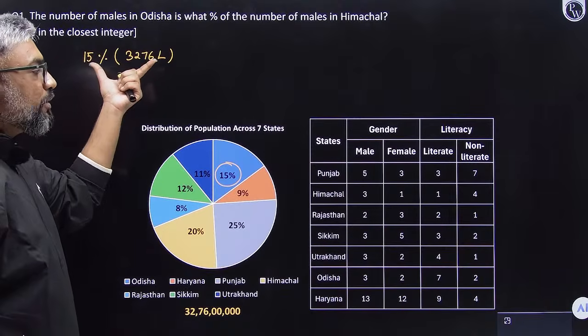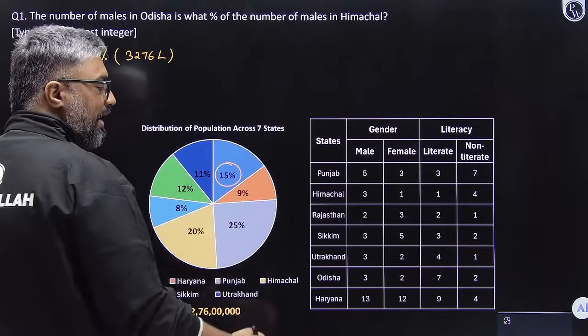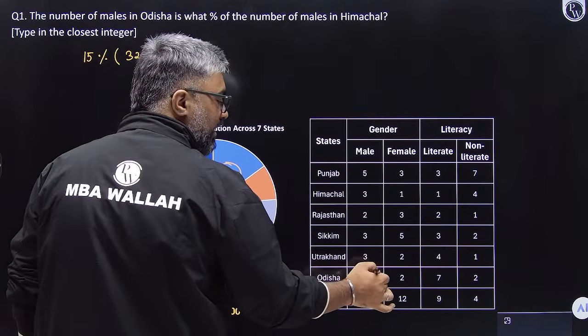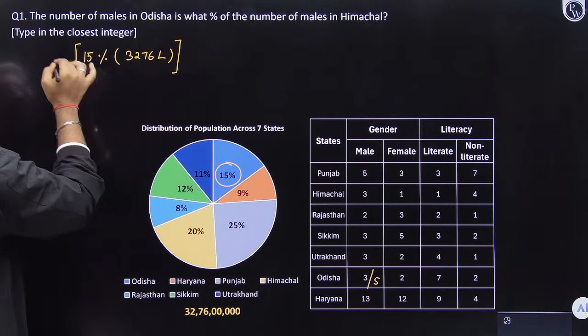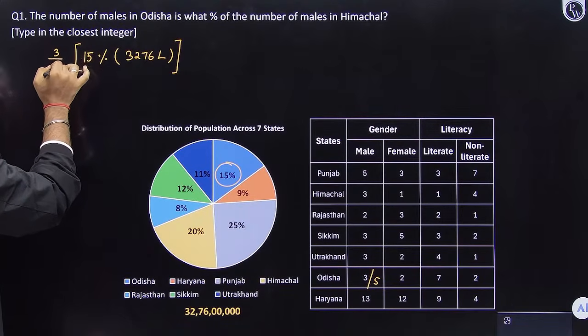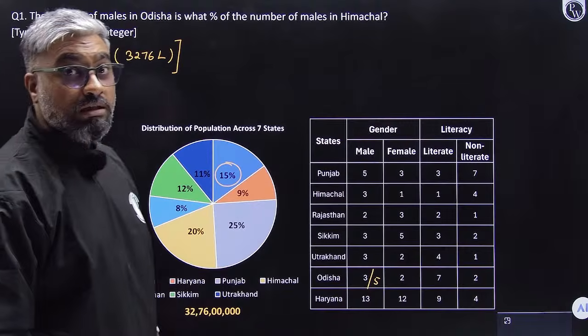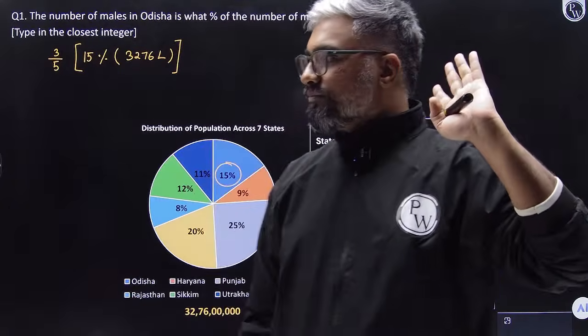Out of this total population in Odisha, how many are males? 3 out of 5 are males, correct? So this whole value 3/5 is what I need. This will give me what? Number of males in Odisha, done.